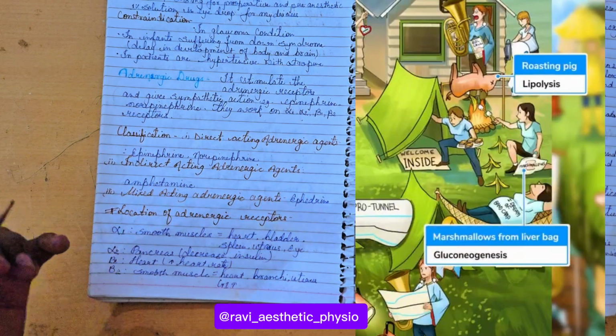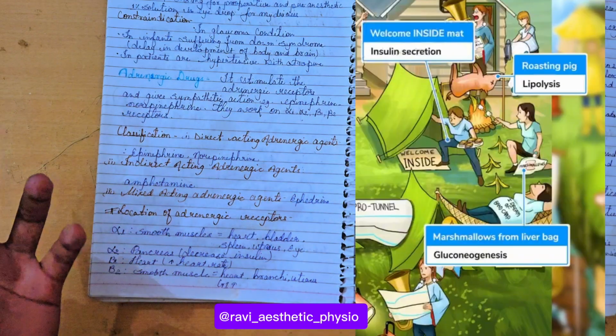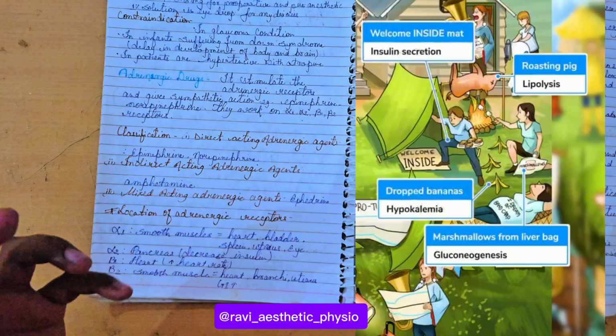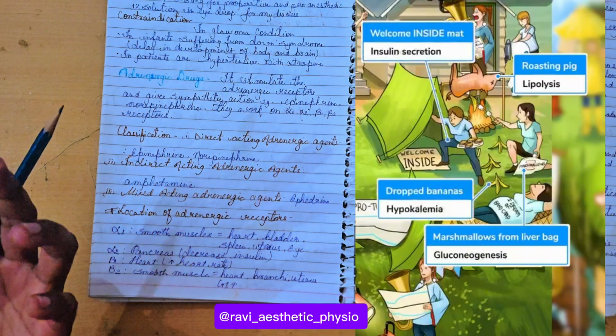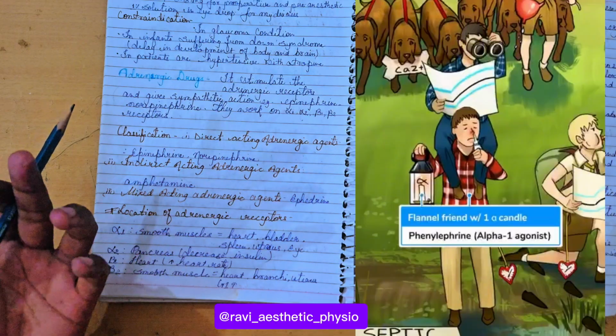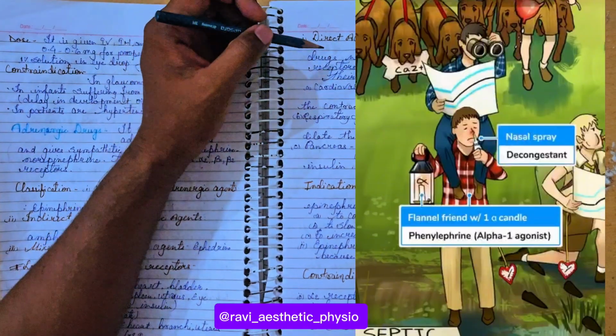Next is beta 2, in smooth muscle. It will increase or decrease activity like bronchodilation or bronchoconstriction, depending upon the condition. It also affects uterus activity and gastrointestinal activity in the body. Next is the detailed study of our classification.